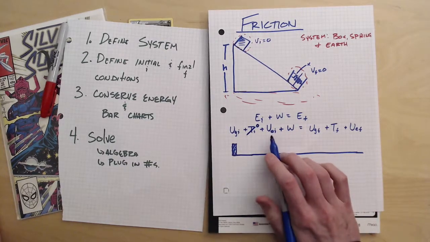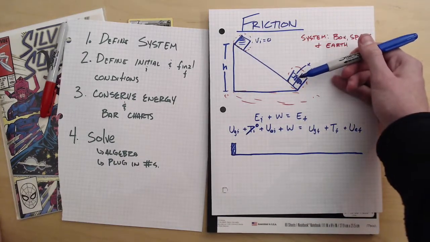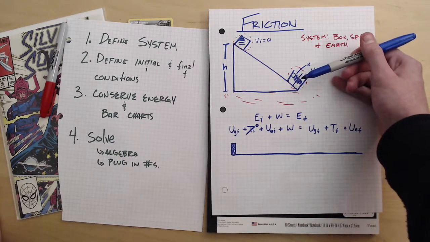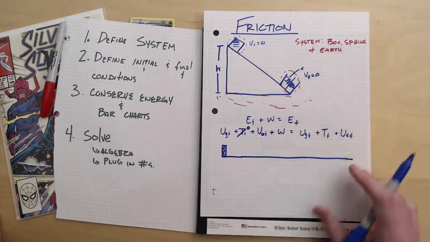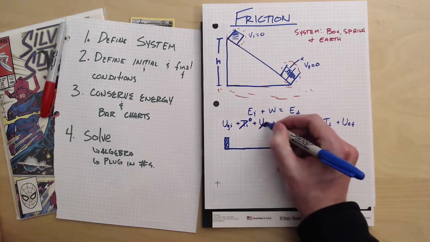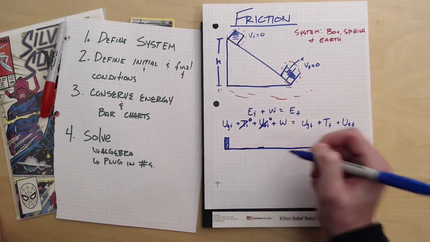Let's think about the elastic potential energy. Initially, when the box is up here, it's not affecting the spring at all. And therefore, the spring is totally relaxed and there's no potential energy stored in it. So this one also goes to 0. 0 here, we have 0 here.